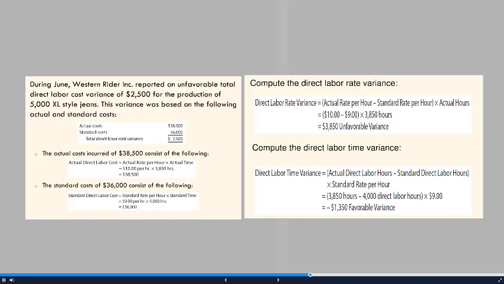Labor rate variance looks at our actual rate minus our standard rate and multiplies that by our actual hours. We know that this variance is unfavorable because our actual rate exceeds our standard rate. Then we look at our labor time variance. We look at our actual hours versus our standard hours and multiply that by our standard rate. We know that this is a favorable variance because our actual hours are less than our standard hours. When you combine these two, you get to that total labor cost variance.